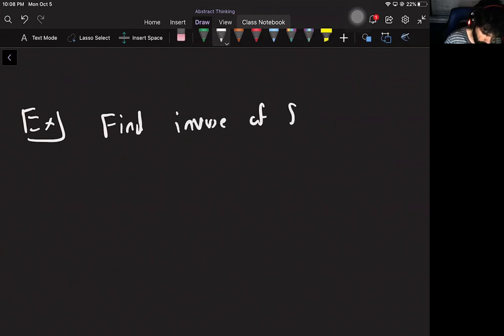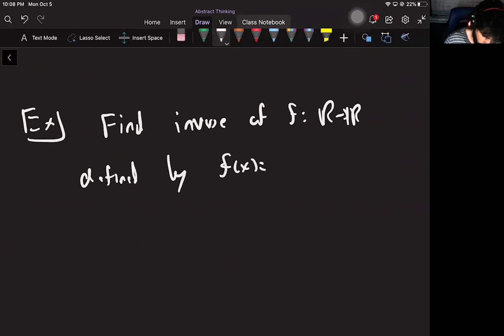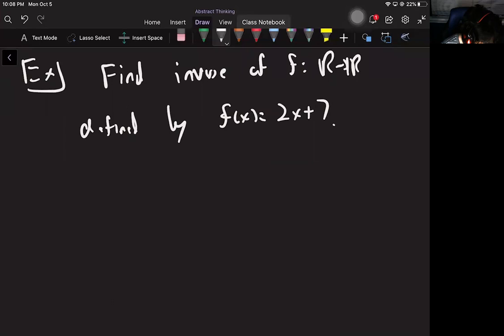So let's find the inverse of f from R to R defined by f of x equals 2x plus 7. So in pre-calc, they tell you to make it be y equals 2x plus 7, switch x and y, then resolve for y. So let's figure out why that actually works.